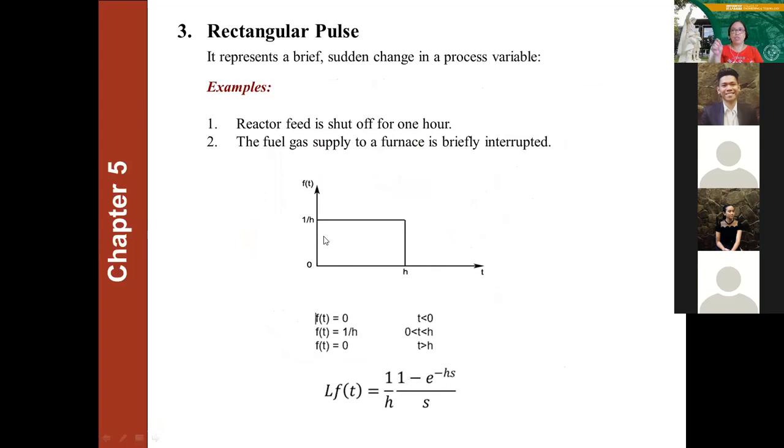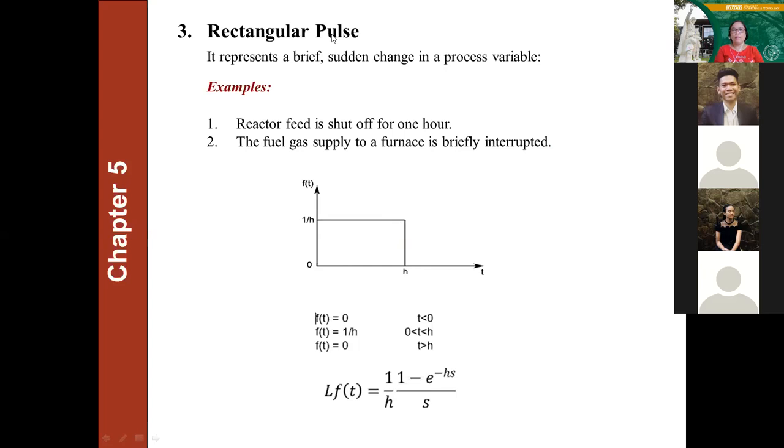It's a sudden change in the input, but that change is not sustained. It's like you have that particular disturbance only for a few seconds or a few minutes, and after that, it was returned to its original value. Like this one. The disturbance only occurred from 0 time to h time, and after that, it went back to its original value. Okay, in that case, your disturbance is said to be a rectangular pulse.